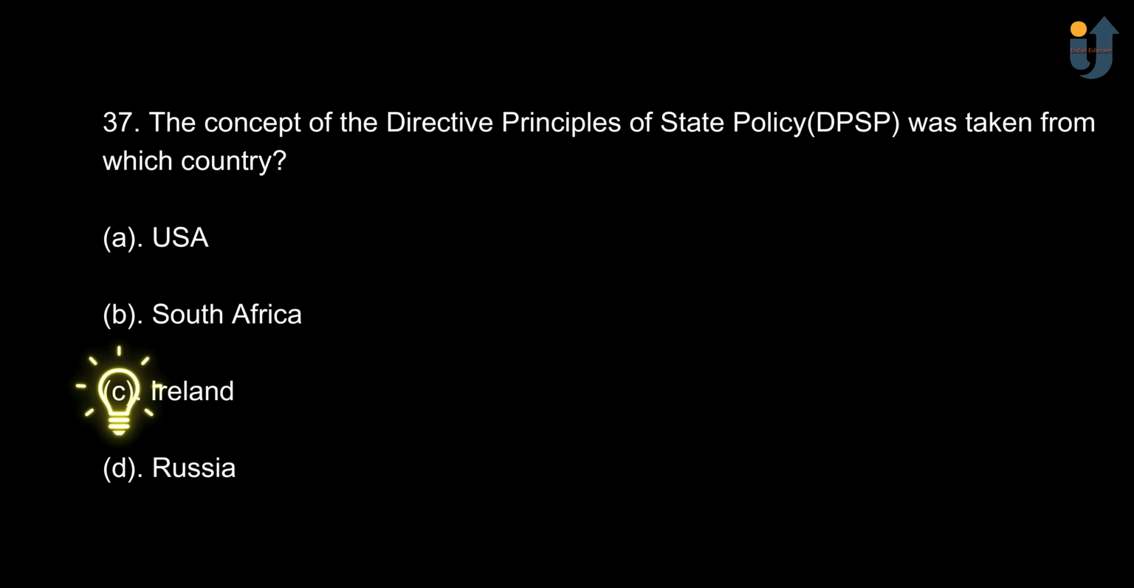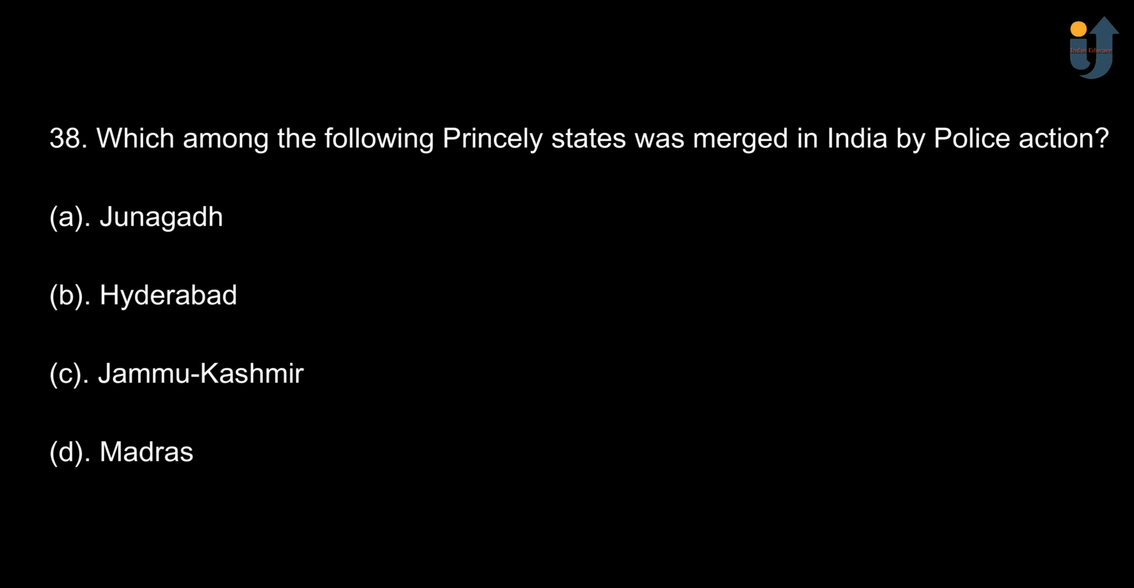Next, which among the following princely states was merged in India by police action? Option A, Junagadh. Option B, Hyderabad. Option C, Jammu Kashmir. And option D is Madras. The correct option is option B, Hyderabad.